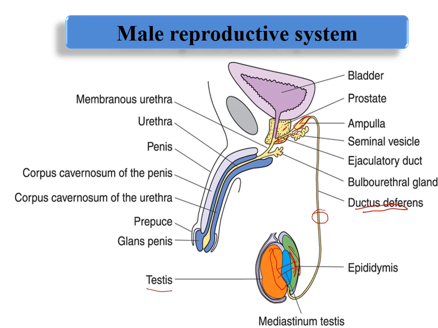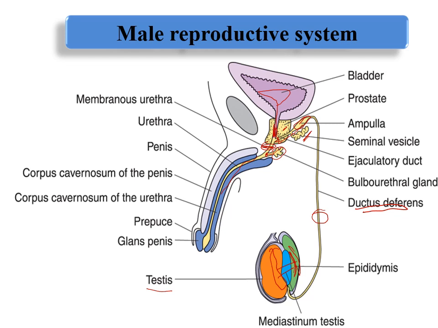This is the prostatic urethra. This is the urinary bladder, and this is the prostatic urethra. And there is also the seminal vesicle, which opens at the end of the ampulla. And then you have the bulbourethral gland, and it opens into the beginning of the penile urethra. This is the part of the membranous urethra. This is the penile urethra.